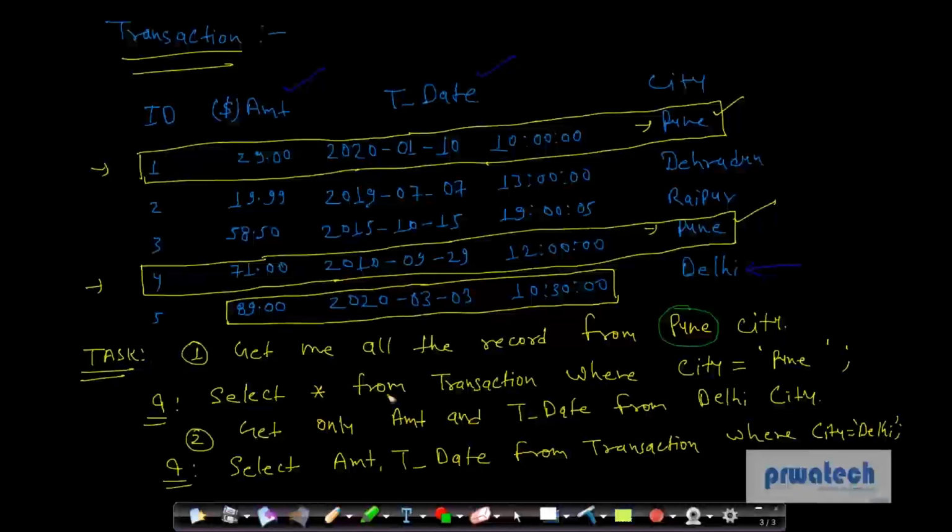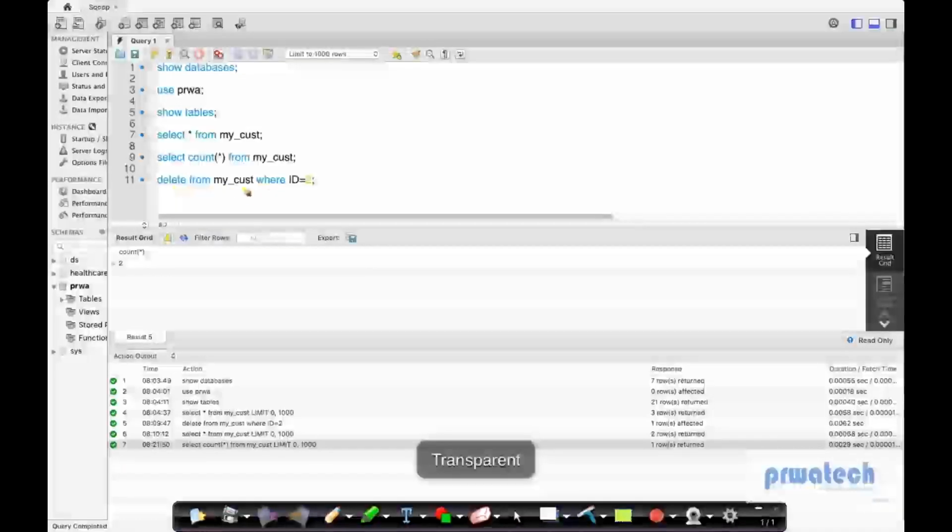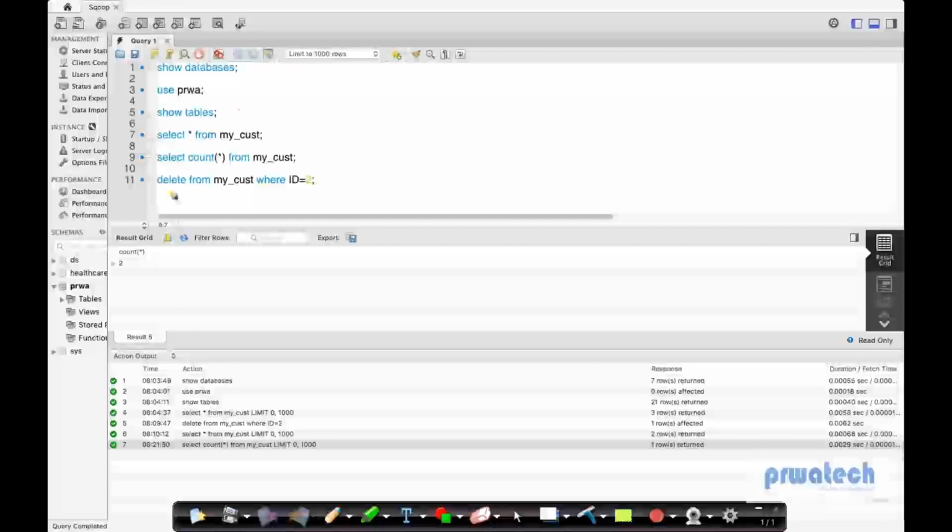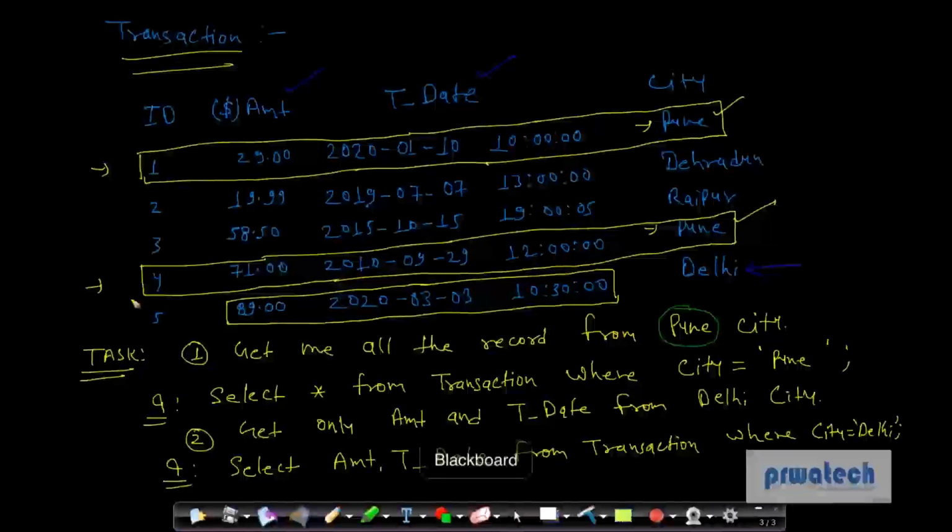So try this out. Try all the queries I'm running in your cell, in your MySQL Workbench, or you can try this on your MySQL terminal also. In both places the same query will work. This where-condition query is a conditional query, because I'm giving conditions: I need records from this city, and I need this many columns. These are all conditional queries.